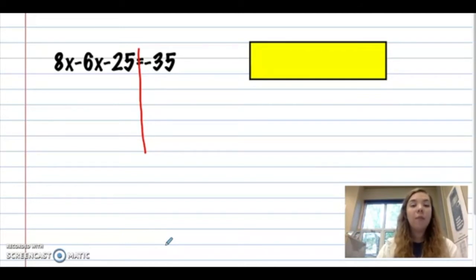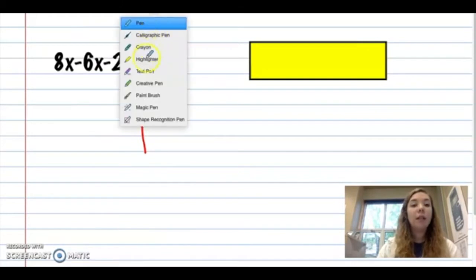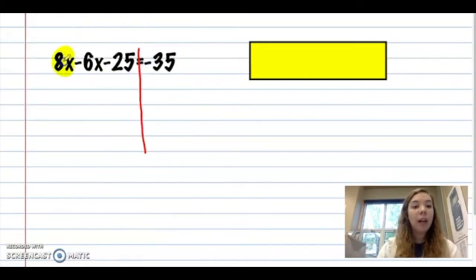Like terms are terms that have the same variable, like 8x and negative 6x are like terms because they both have x. These regular numbers, constants, are also like terms, but they're on opposite sides, so we're not going to combine them. Here, 8x minus 6x. When I combine that, 8 minus 6 is 2, so this is the same as 2x. And I still have minus 25 equals negative 35.